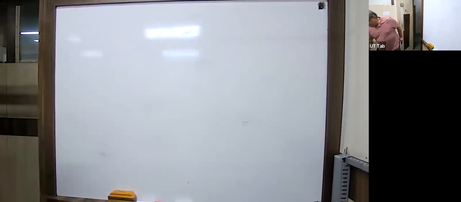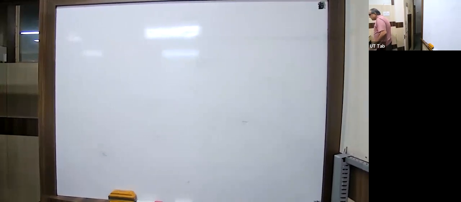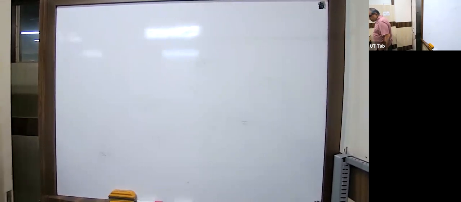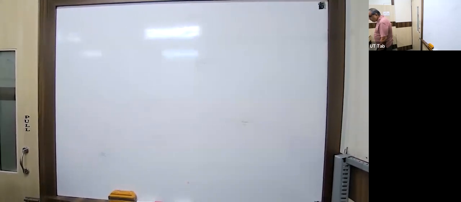Good evening, everybody. So what were we doing in the last class? 2.2. We discussed coefficients and verifying the relationship between the coefficients and the zeros of the polynomial.